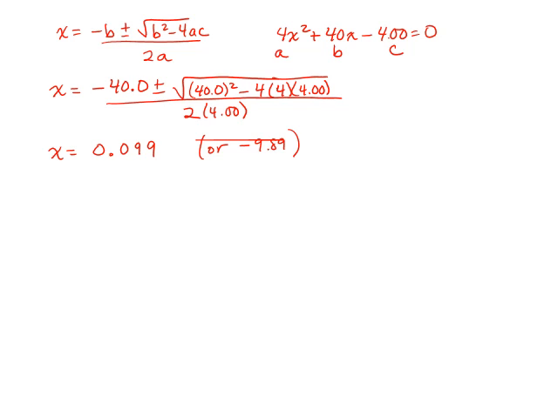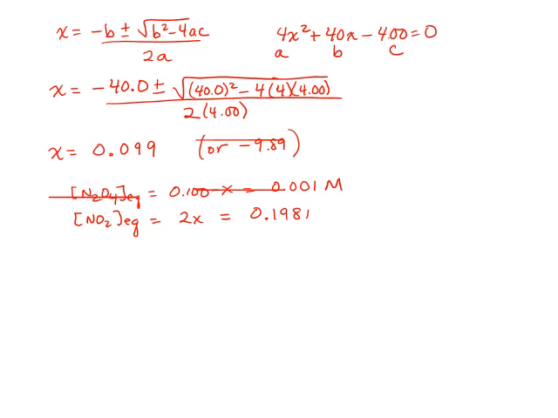Now we need to go back and answer the question. Our equilibrium concentration of N2O4 was 0.1 minus x, which gives us a value of 0.001 molar. Our equilibrium concentration of NO2 should be 2x, or 0.198 molar.